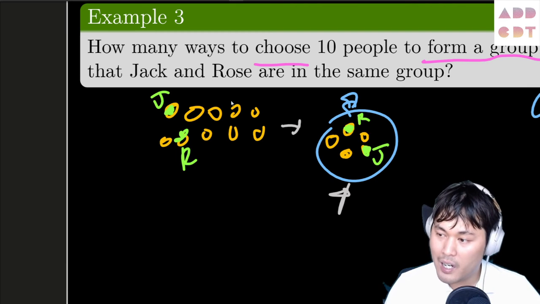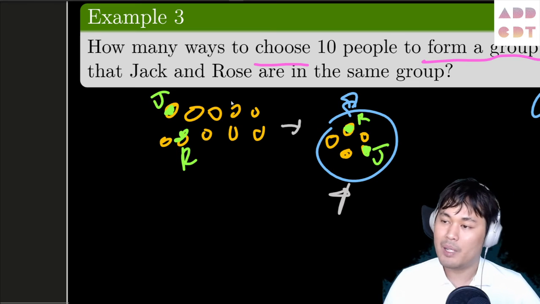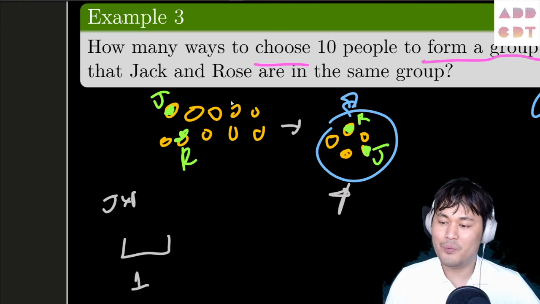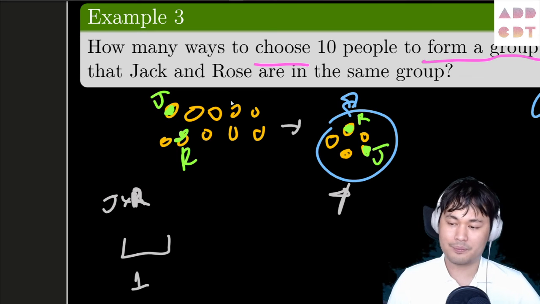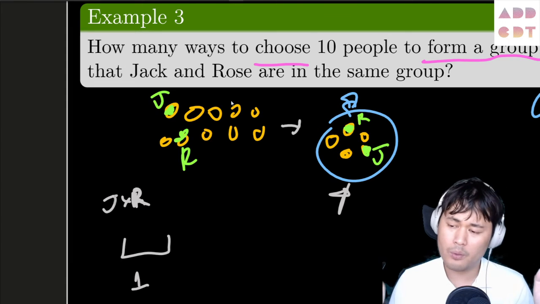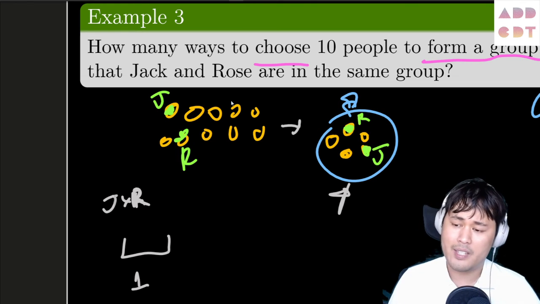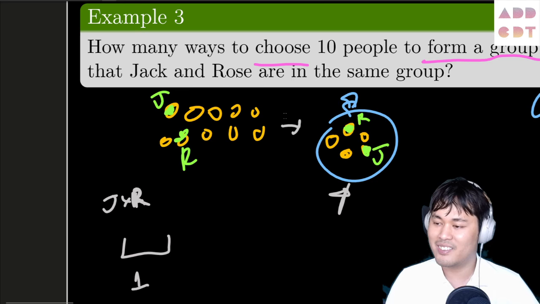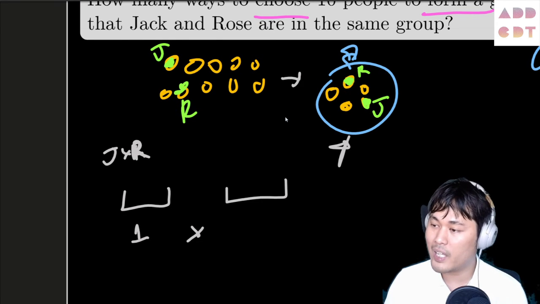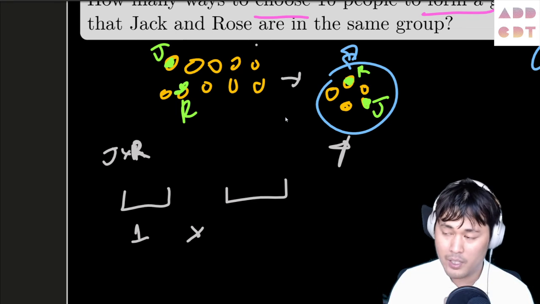Since we are forced to put Jack and Rose in the bag, how many ways can we put Jack and Rose in the bag? 1. Right, because we are forced to put them in the bag. Unlike the previous problem where we had to permute them to see who is first or last or who is on the left or right. But here Jack and Rose are in the bag, so we just put them. Then we use the rule of product to see how we can fill in the rest of the bag.